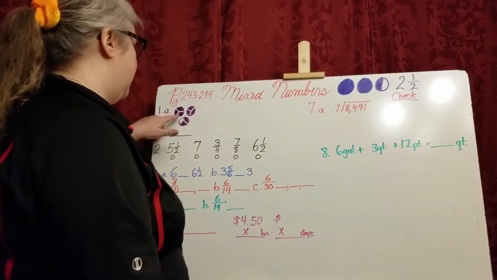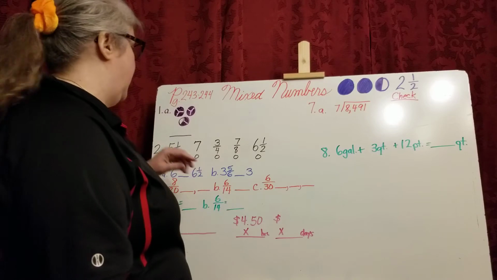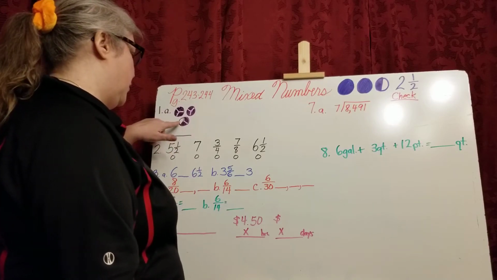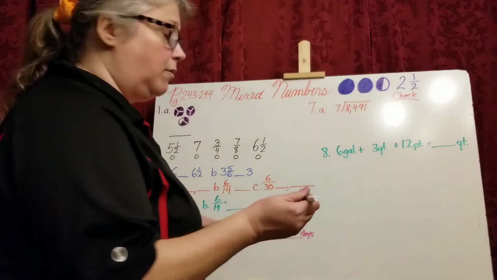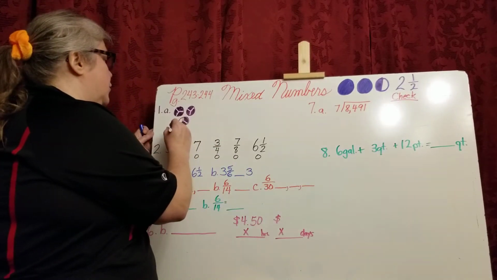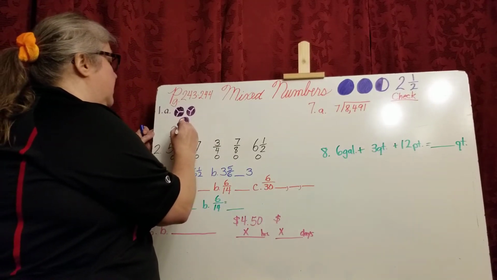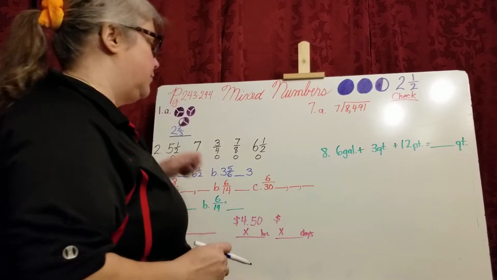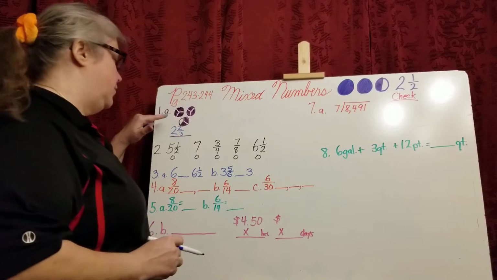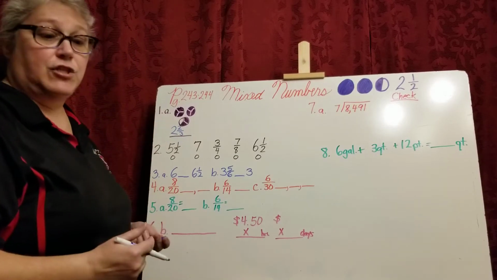So here we have 2 wholes, and then they're divided into thirds, and we have 2 thirds. So you should write for A, 2 and 2 over 3, because that's your fraction. So 2 is the whole number, and 2 thirds is your fraction.